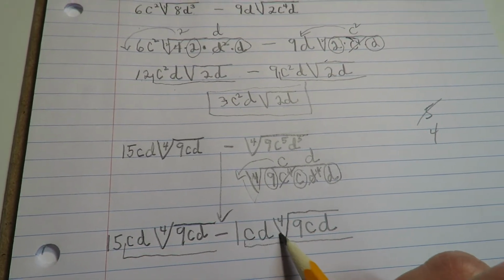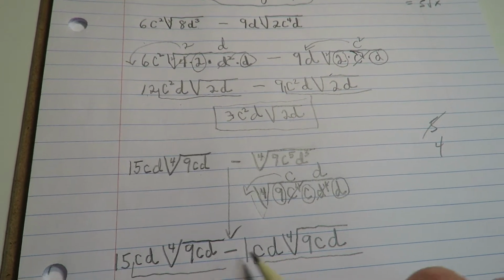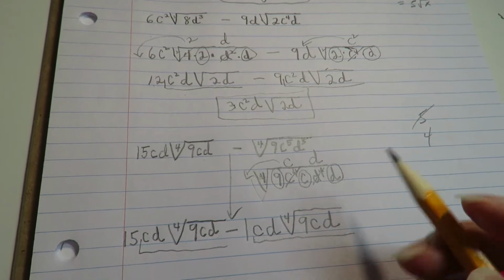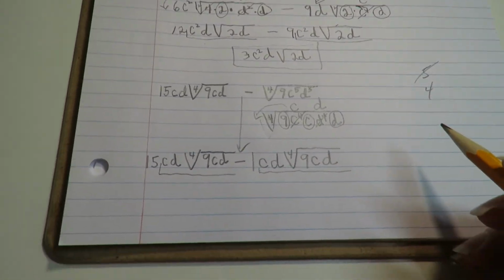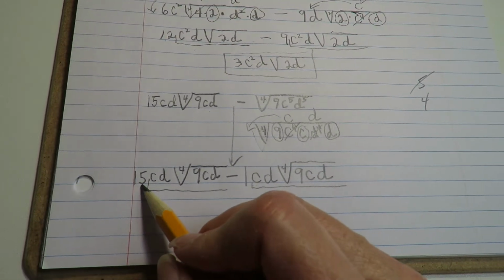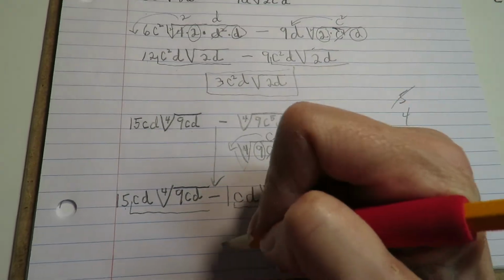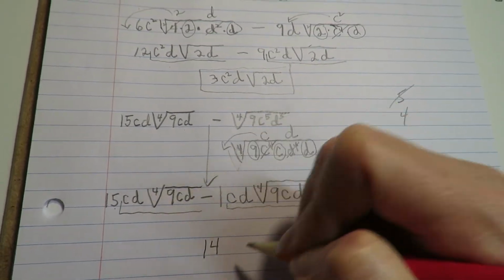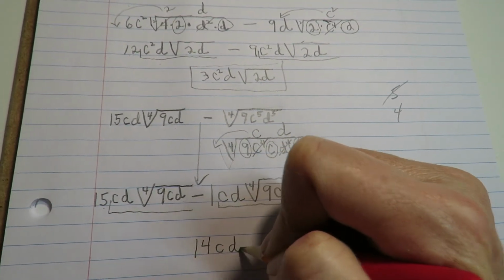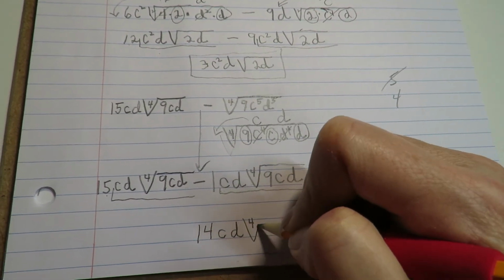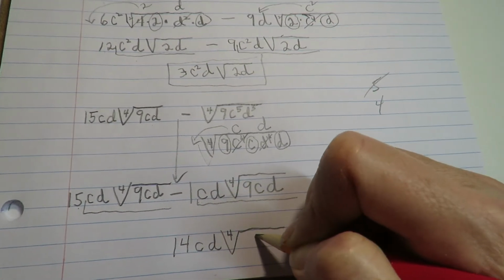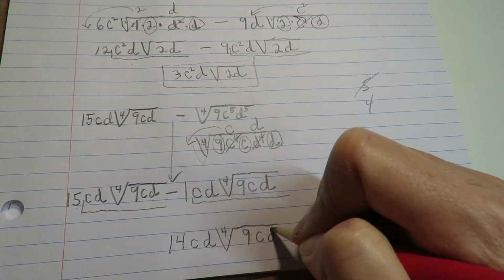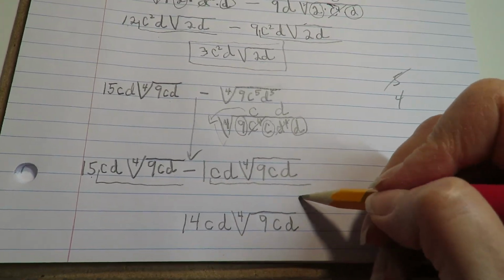We got a cd outside, cd outside. We got a 9cd inside, 9cd inside. They're both fourth root. Okay, so we look good. We can do the subtraction. So we're going to do 15 minus 1, which will be 14 of this type.